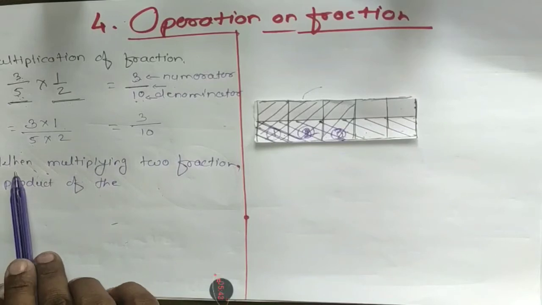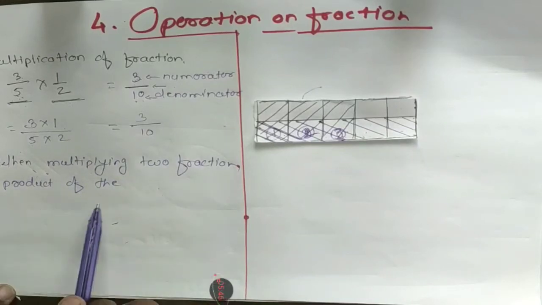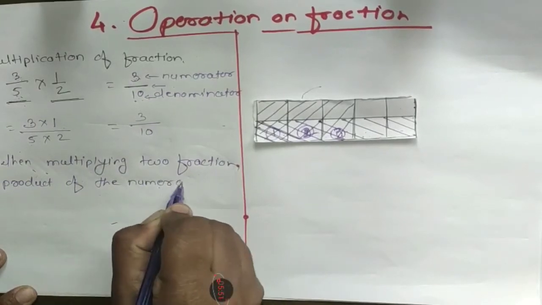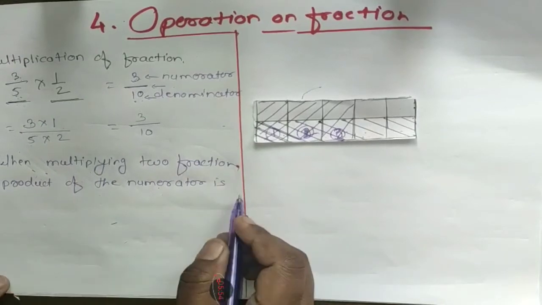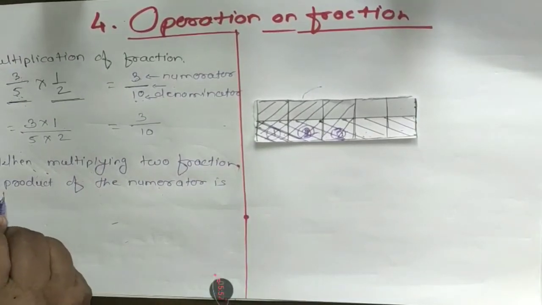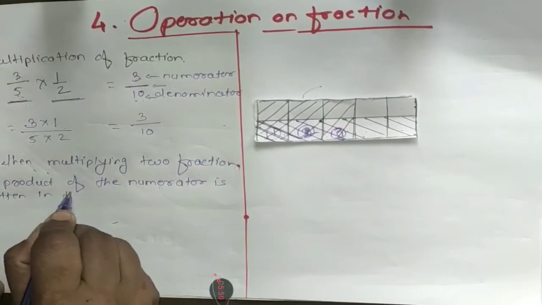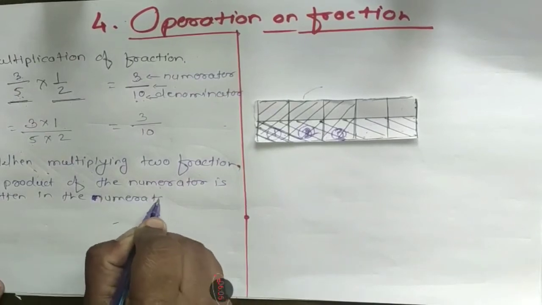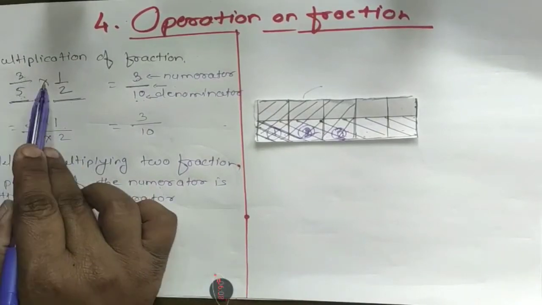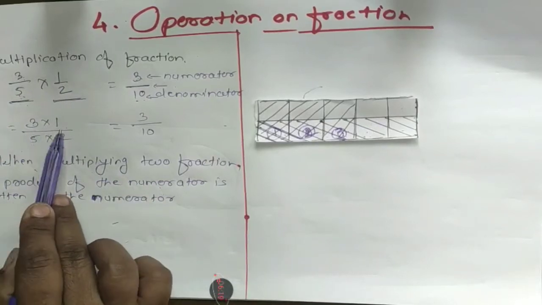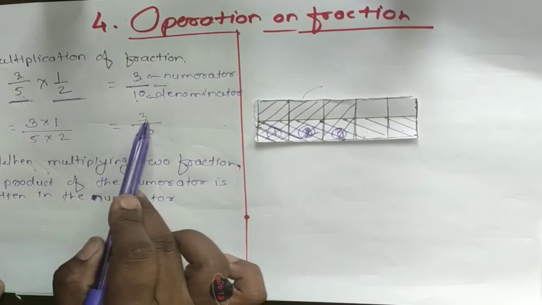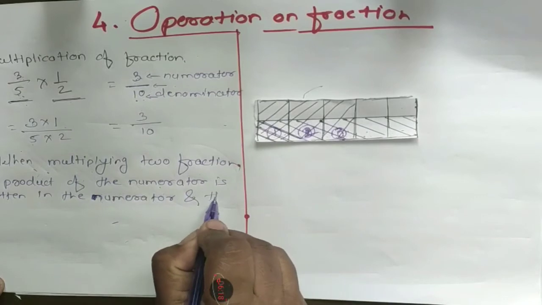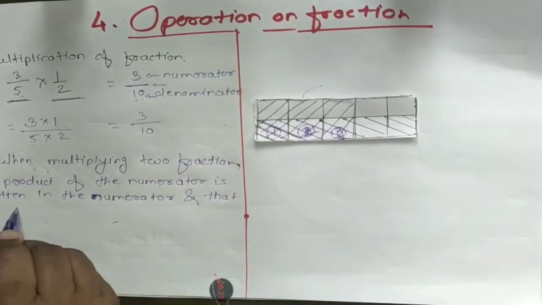So what do you know from this? When multiplying two fractions, the product of the numerators is written in the numerator. Here the numerators are 3 and 1, so 3 into 1. Its product we write in the numerator. So 3 ones are 3.